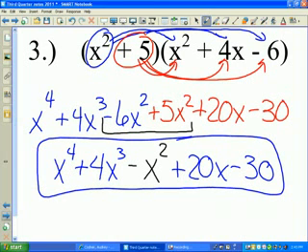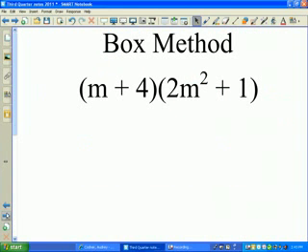So you might ask yourself, is it possible when I do my distribution for me to never get like terms? It is possible, okay? It's definitely possible to never get like terms. So, we did a few of those examples, and that was the FOIL method, or distribution, okay? Just another way of saying the distributive property.